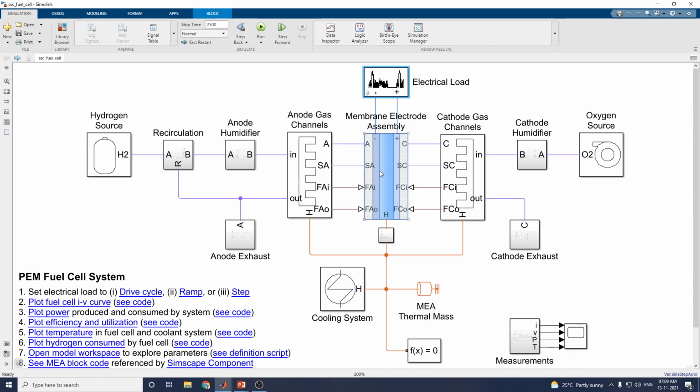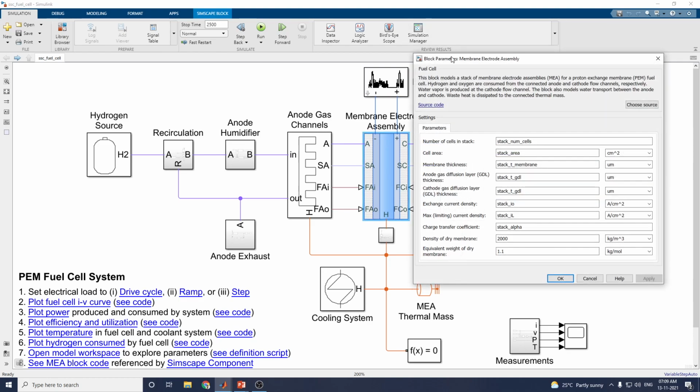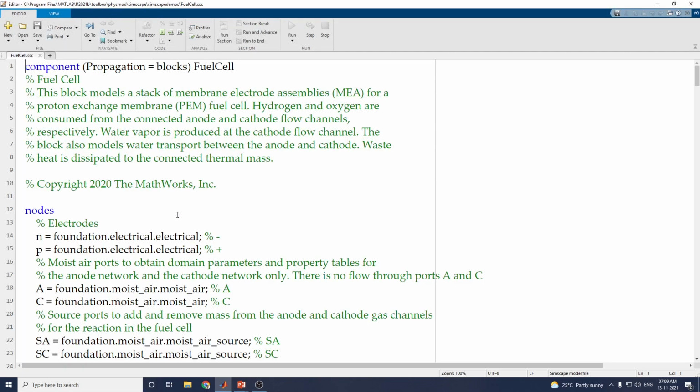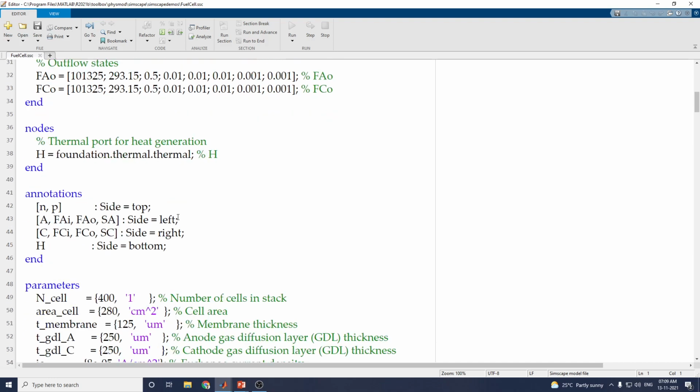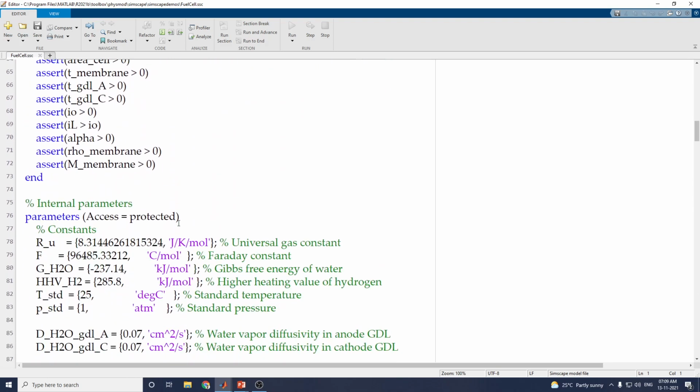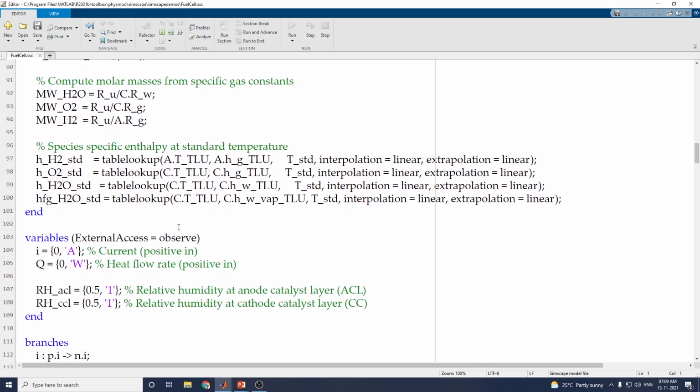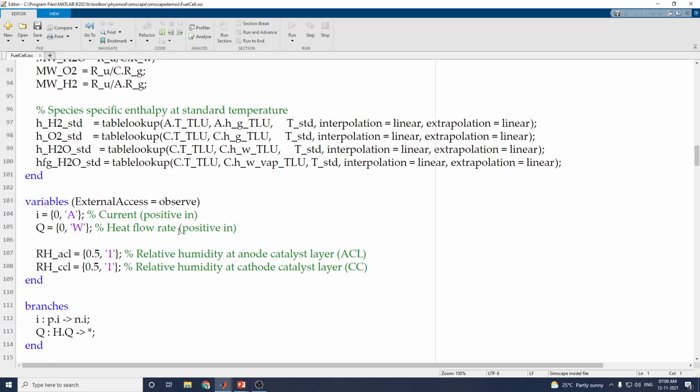Here the important block is the MEA block, that is the membrane electrode assembly block. Here also by using this source code you can set this block's models. What are the electrode inputs and annotations, parameter checks block, internal parameters, standard cell potential, how to compute molar masses from a specific gas constant, and also specific enthalpy at a standard temperature.